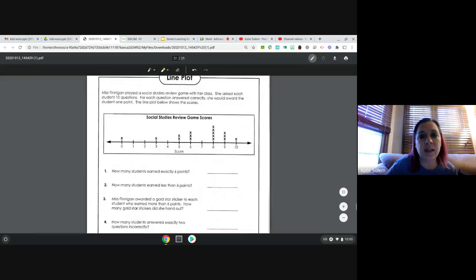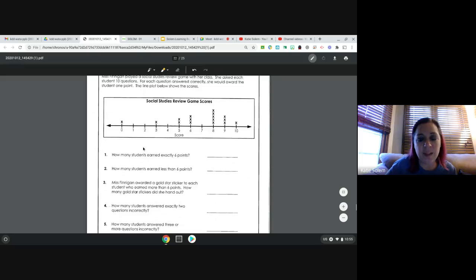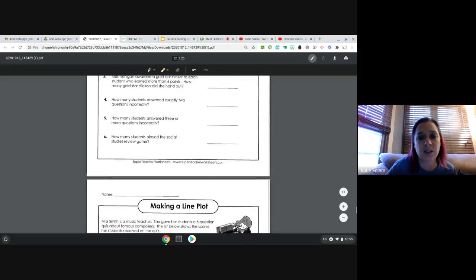The next line plot is about a social studies review game that Miss Finnegan played. She gave her students 10 questions to answer, and they got a point for every question they got right. Now, this line plot shows what their scores were. So, for example, if I wanted to know how many kids got a perfect score, I'd go to 10, and there's one X, so that means one kid got a perfect score. Well, how many kids got 8? 1, 2, 3, 4, 5. Oh my goodness. Look at this kid over here. One kid got 0. Can you believe it? So you're going to go through and answer those questions.